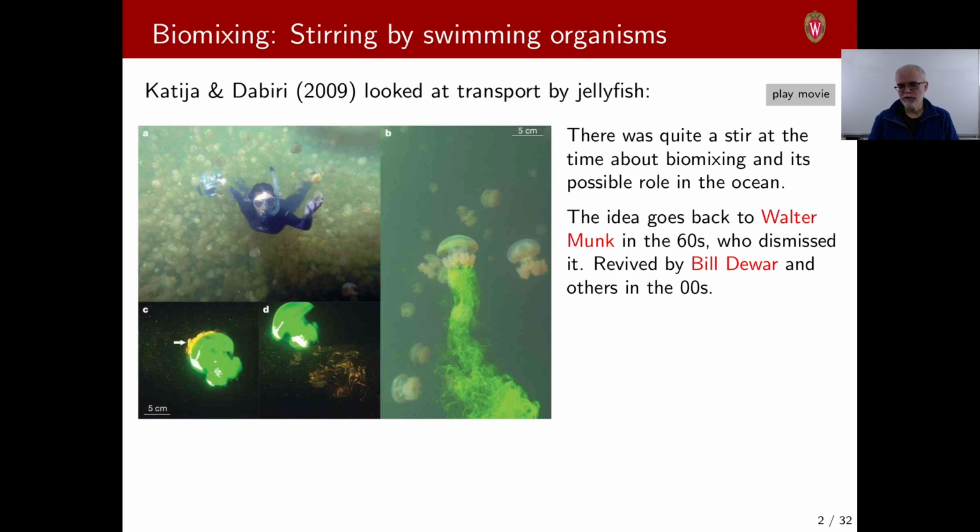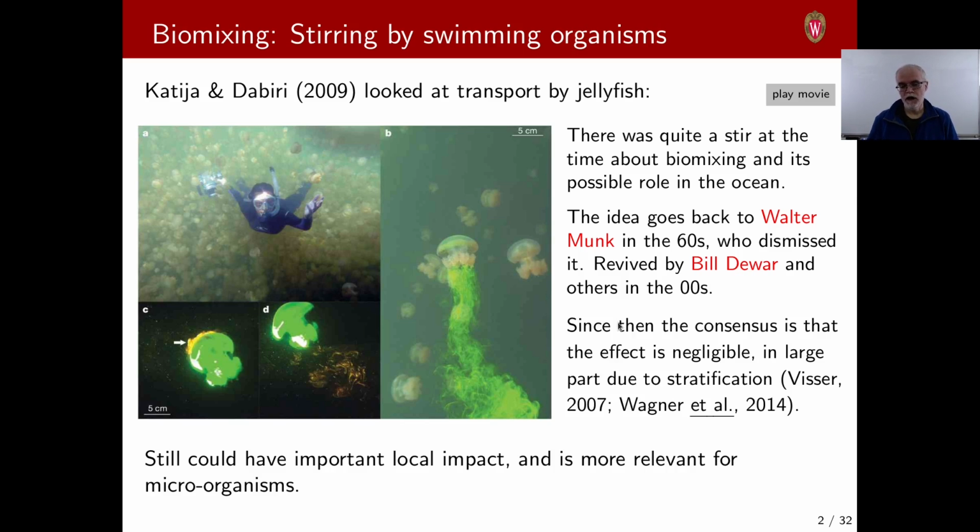The idea goes back to Walter Munk in the 1960s, but he dismissed it after doing a kind of back-of-the-envelope calculation, and it was revived in the 2000s by Bill Dewar and many others, who said that the estimated turbulent dissipation was much higher than people would have thought before. Since then, I think the consensus is that the effect is probably negligible. In large part, this is due to stratification in the ocean. So it's quite difficult to do significant overturning of the ocean with such small-scale effects.